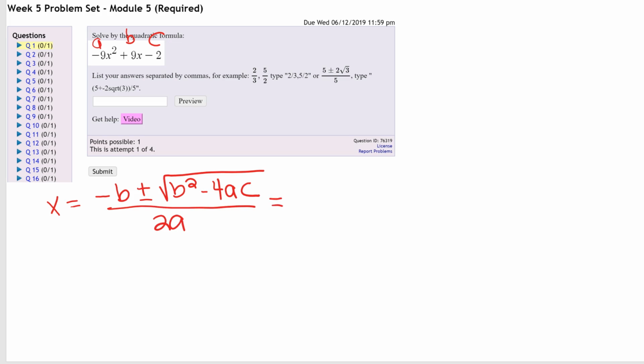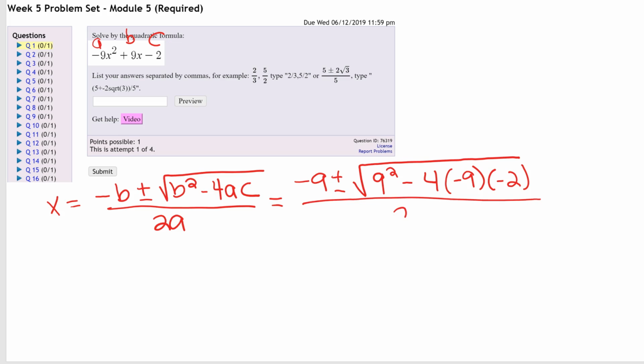And then I substitute in the values. The opposite of B is -9 plus or minus the square root. Make sure you draw a really big square root of B squared. So 9 squared minus 4 times A times C all over 2A. So now I am going to type this into my calculator without the square root. So I'm typing in 9 squared minus 4, parenthesis minus 9, parenthesis negative 2. And I get the value 9.